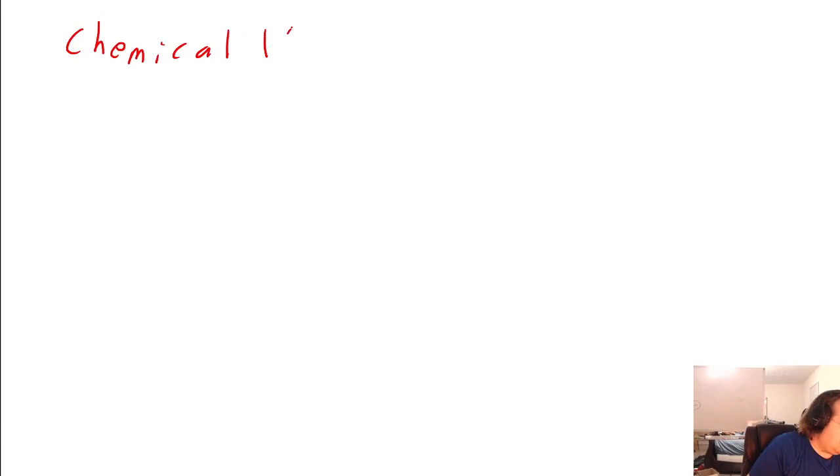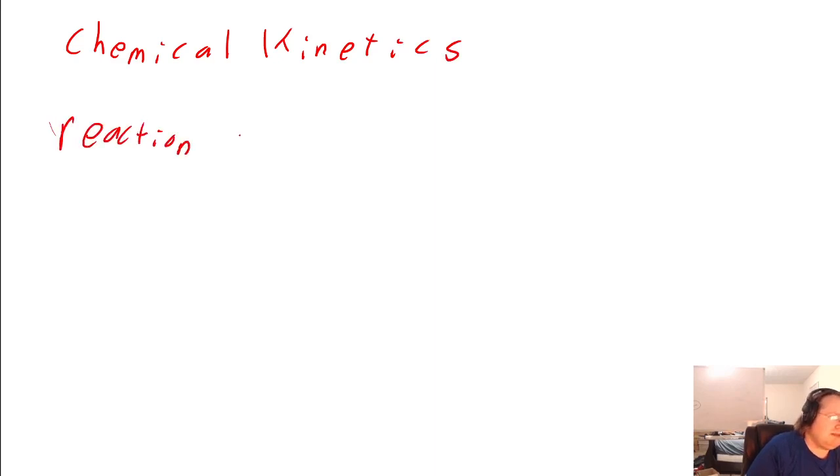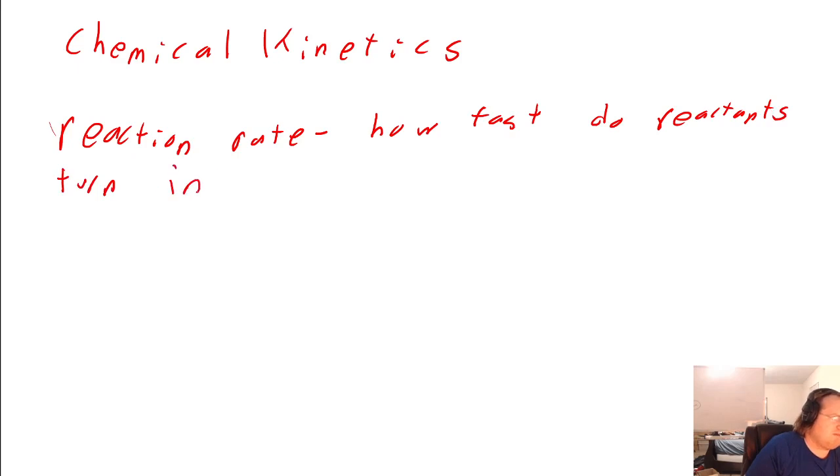Instead of looking towards the end of the reaction, it's going to say things like, how fast is it? We call this study chemical kinetics. So chemical kinetics studies the rate of chemical reactions. And by reaction rate, what we mean is the speed of a reaction. So how fast do reactants turn into products? That's really what we're looking at in this chapter.